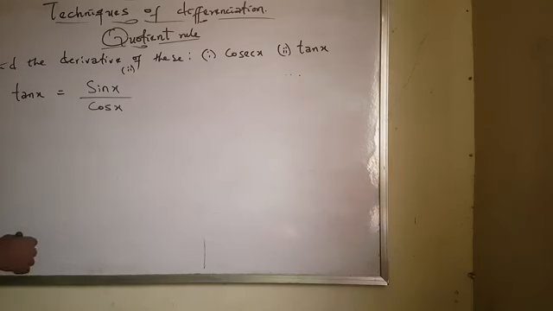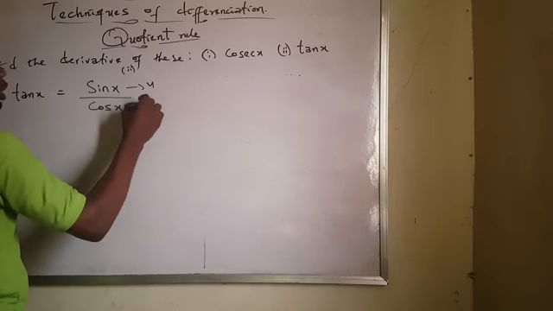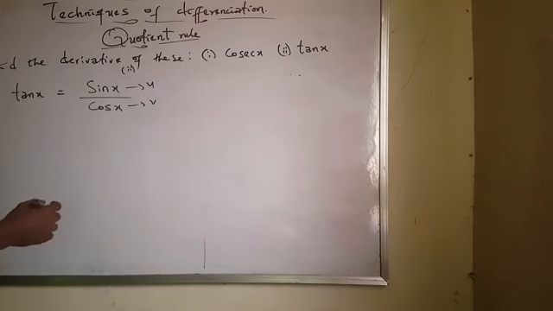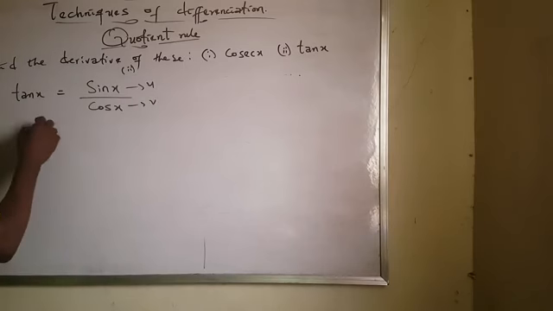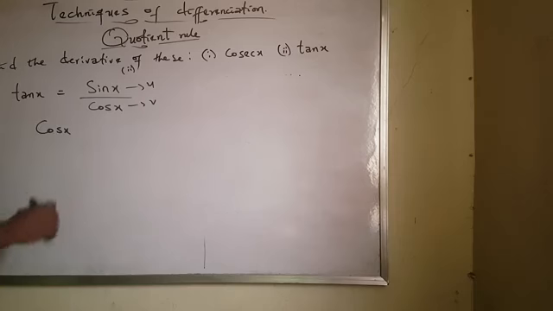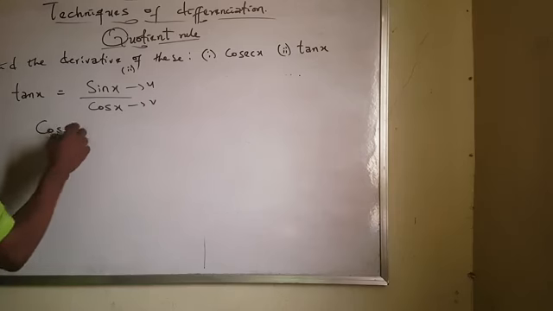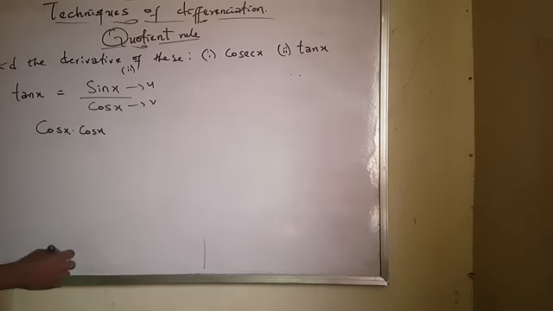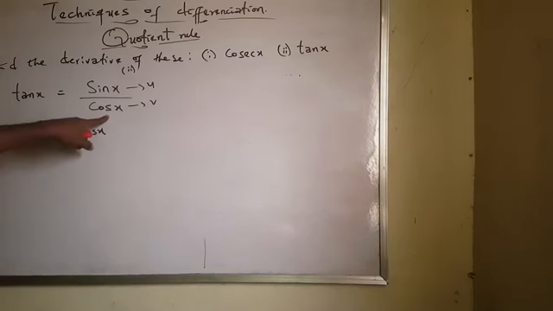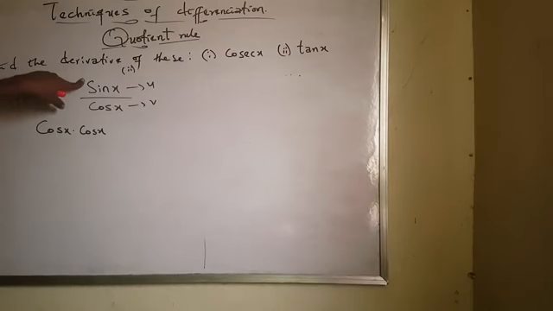We are going to be having what? This will be equal to this. So this is our u, this is our v. u is what? The formula we follow is v du/dx. If you differentiate sin x, you get cos x. So v du/dx, you get this v times cos x.